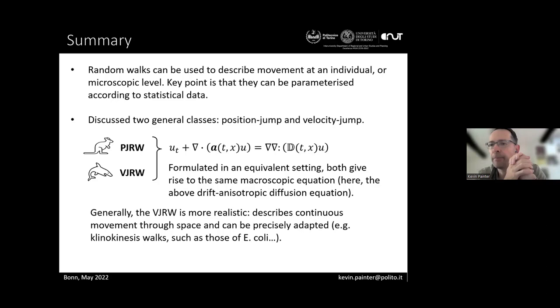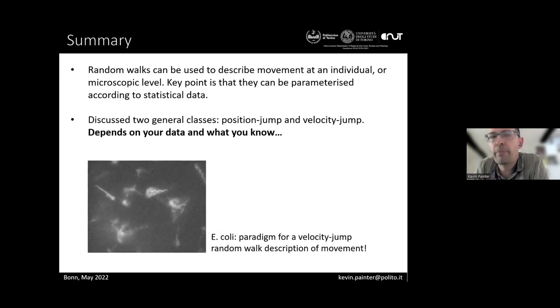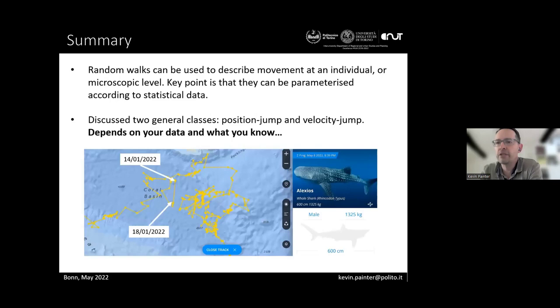The velocity jump random walk describes continuous movement through space and can be quite precisely adapted to kinokinesis walks of things like E. coli. So does this suggest that we should always use the velocity jump random walk when we model these things? Well, that's fair enough if you're trying to model something like E. coli. That's really the paradigm of a velocity jump random walk, so it is entirely appropriate in that case.